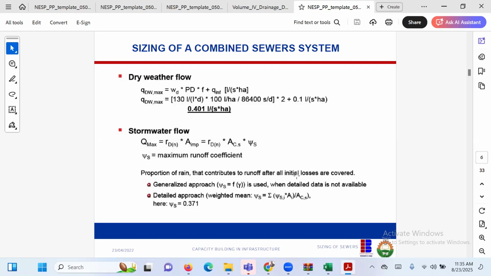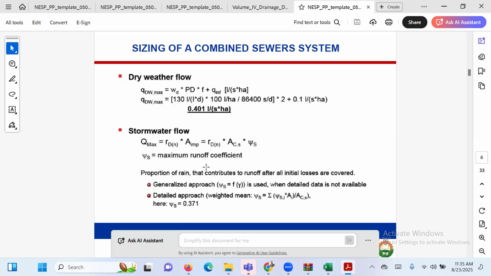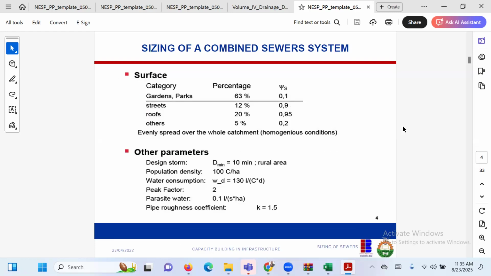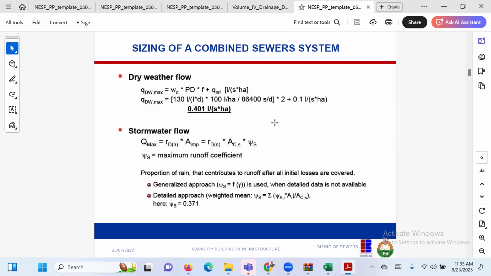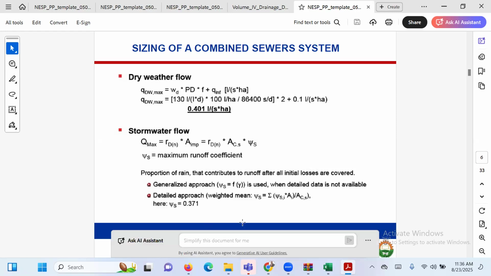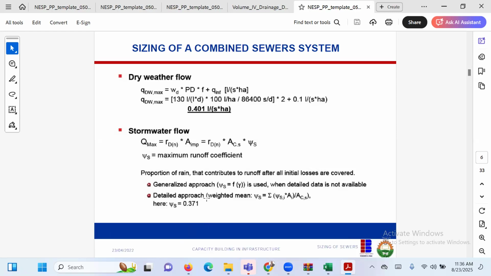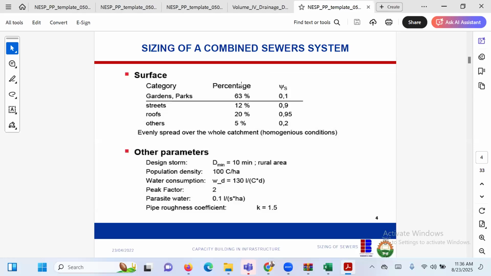So that is that. What you see here is what we call the weighted mean of these values. If you take the simple average of these things, it will not give you the true mean. But if you multiply 0.1 by this, 0.9 by this, and then you divide by 100, it will give you a better representative mean. But just know that the average we got is 0.371. That is the average runoff coefficient we got for this catchment that has different runoff coefficients for different elements.